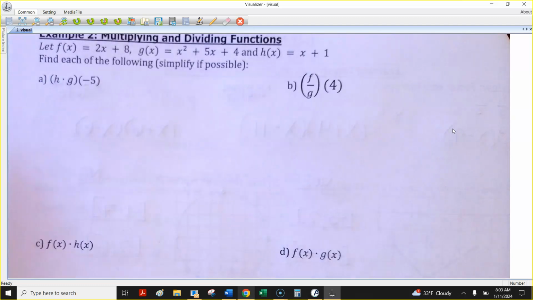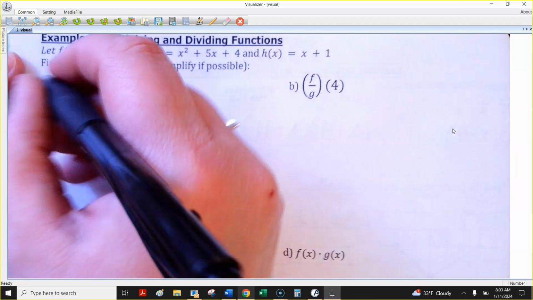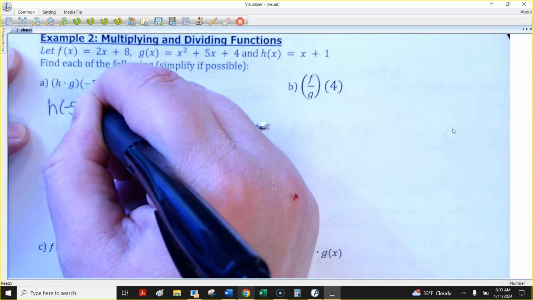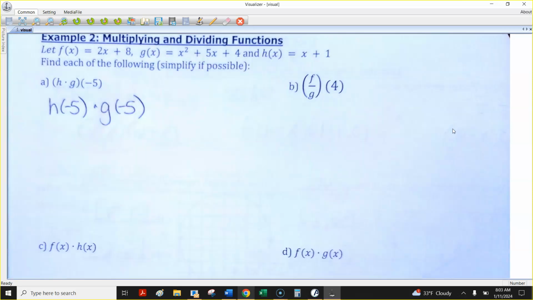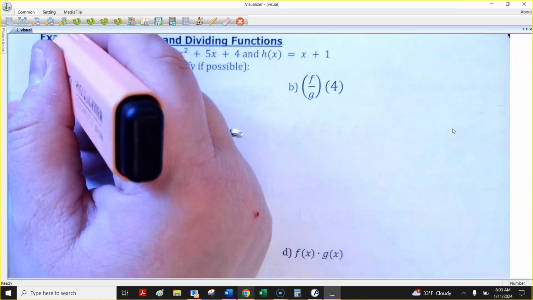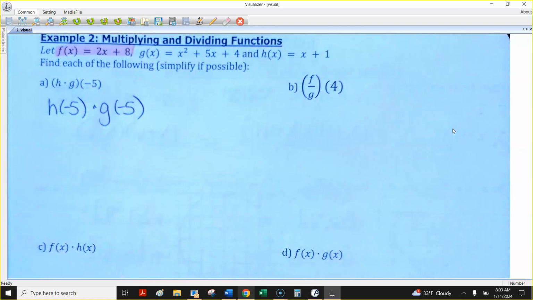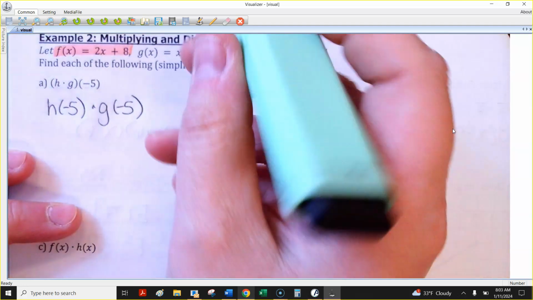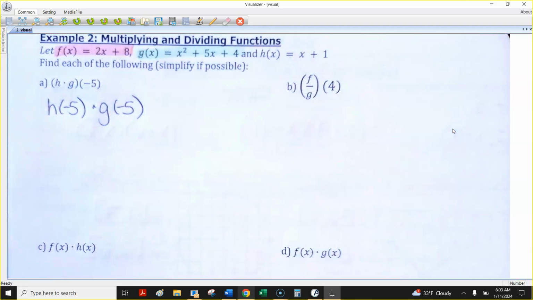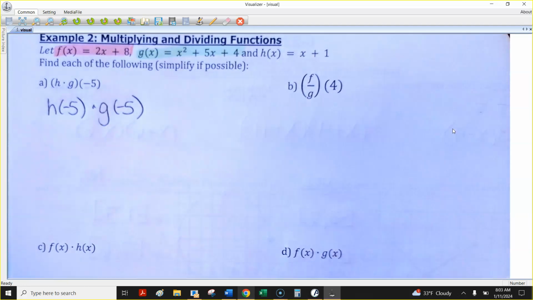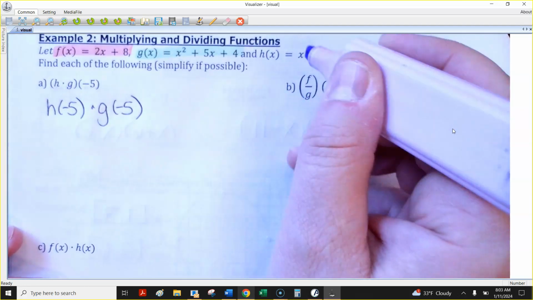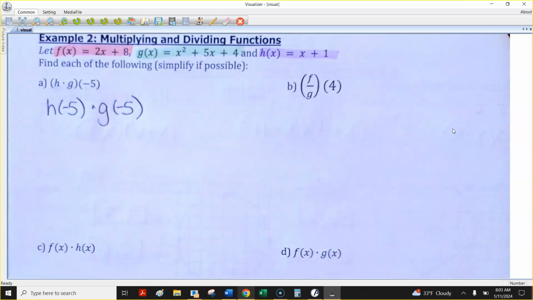All right, so this says h times g of negative 5. So this one means h of negative 5 times g of negative 5. So we're going to multiply together here. Now, they did switch up the different functions here. So this time f of x is linear. It's 2x plus 8. G of x is a quadratic. I've got x squared plus 5x plus 4. And h of x is linear. It's just going to be x plus 1. So just make sure you're reading the directions and you don't get tripped up and kind of use functions from a different set of directions on accident. All right, otherwise it's the same thing we did on the front.